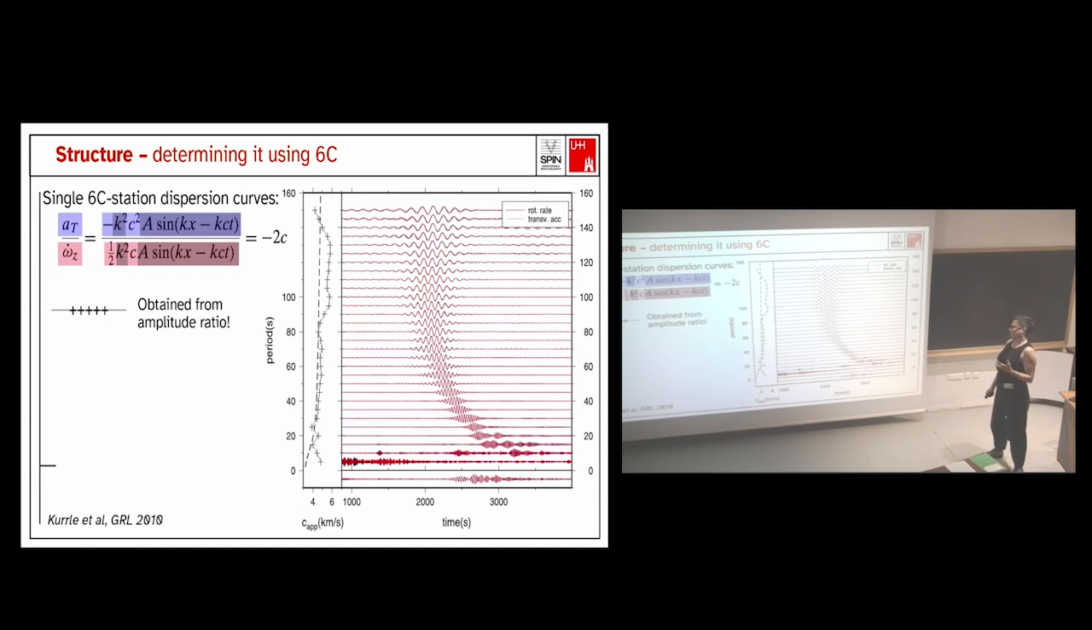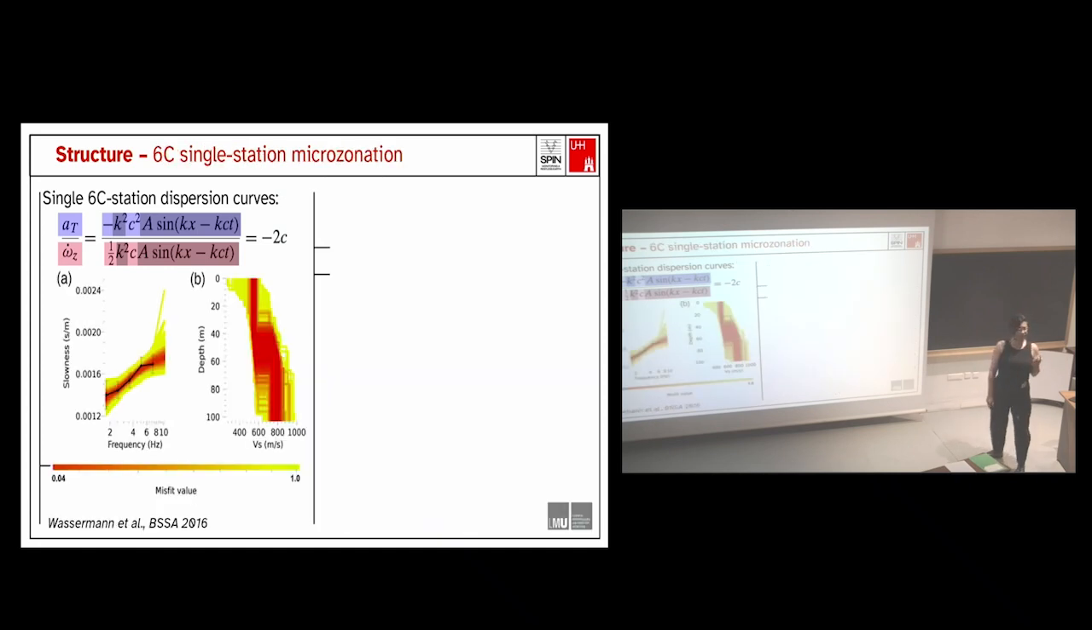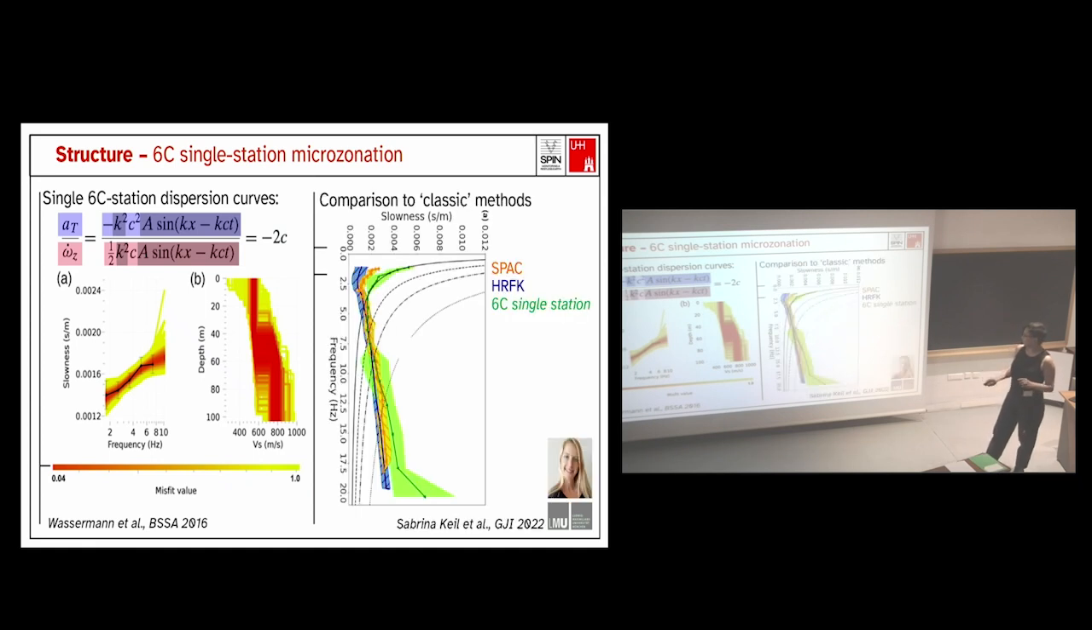And this kind of analysis can be used for example for microzonation. Think about in cities where you don't necessarily want to or can install a bigger array of stations to get the local subsurface structure. If you have just a single station that measures these 6 components of motion, you can do this operation, take the amplitude ratio, extract a dispersion curve, and then just invert for the local velocity profile. This was done, I think she did it in Munich mainly, for a bunch of locations by Sabrina Keil.